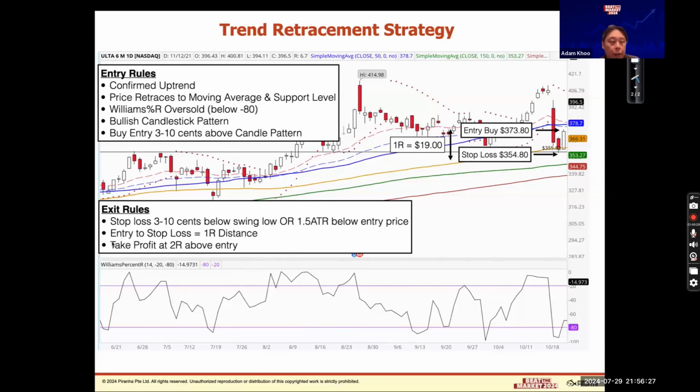Okay. Then where do I put my profit target? If I'm risking $19, I'm risking 1R. Let's say I want to make at least 2R. So $38 is my profit distance. 38 plus 373.8, my take profit will be 411.8. Got it? So that is how we enter a trade with the 3 orders placed.